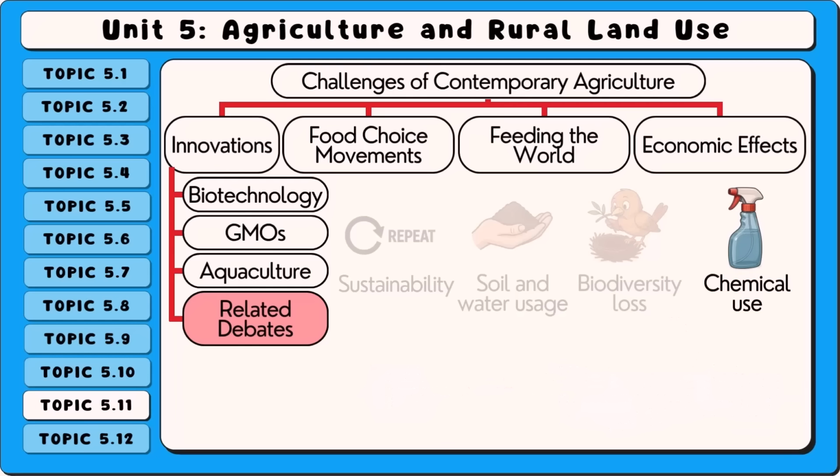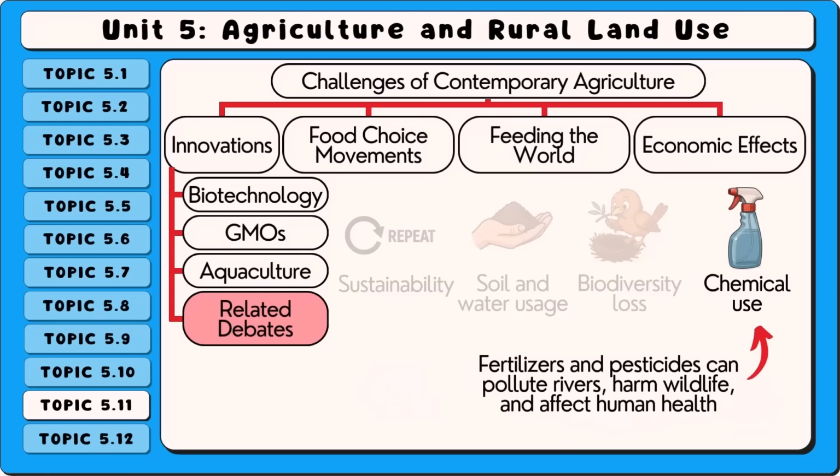Fourth is chemical use. Modern farming often uses lots of fertilizers and pesticides. These help crops grow and stop pests, but they can also pollute rivers, harm wildlife, and even affect human health when they get into food or drinking water.